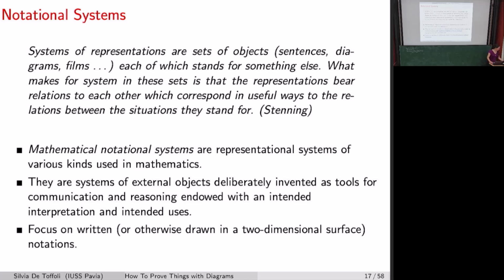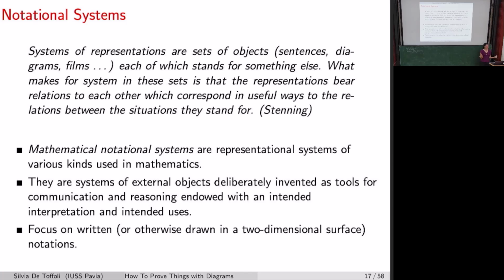who has also written about the use of diagrams in logic and logic education. Systems of representations are sets of objects like sentences, diagrams, films, each of which stands for something else. What makes for the system in these sets is that the representations bear relations to each other which correspond in useful ways to relations between the situations they stand for. So mathematical notational systems are representational systems of various kinds.